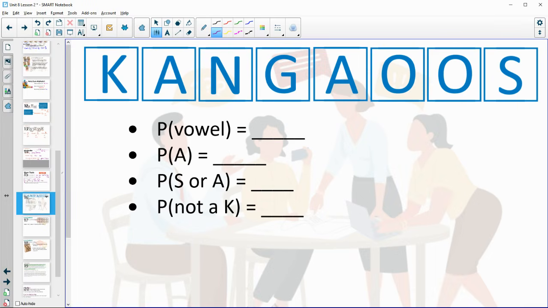All right, so see if you can do these probabilities for the word kangaroos based on what we've just talked about.